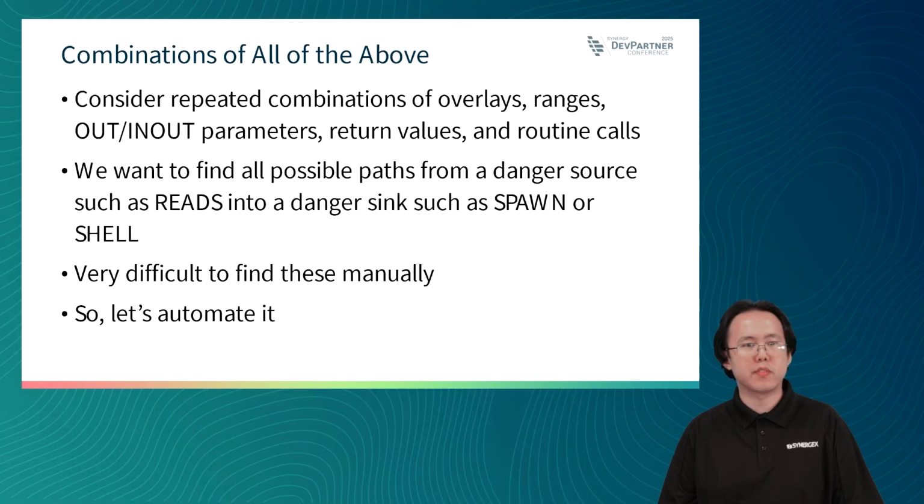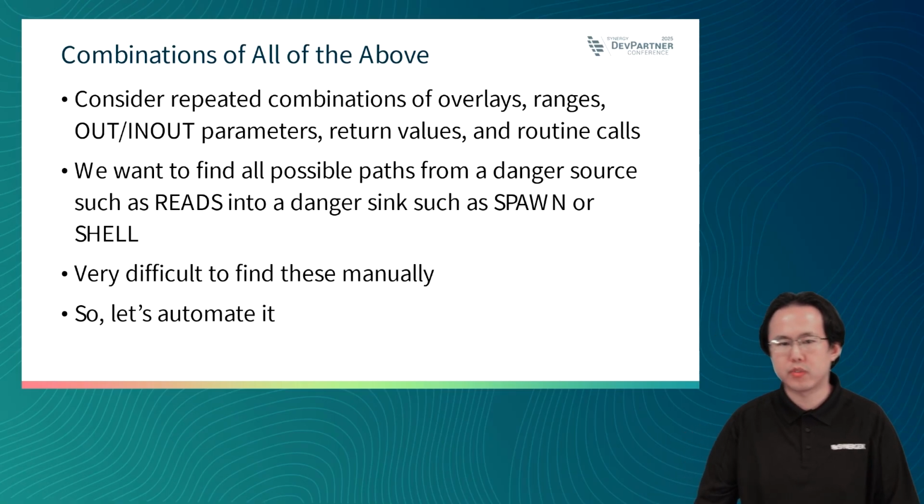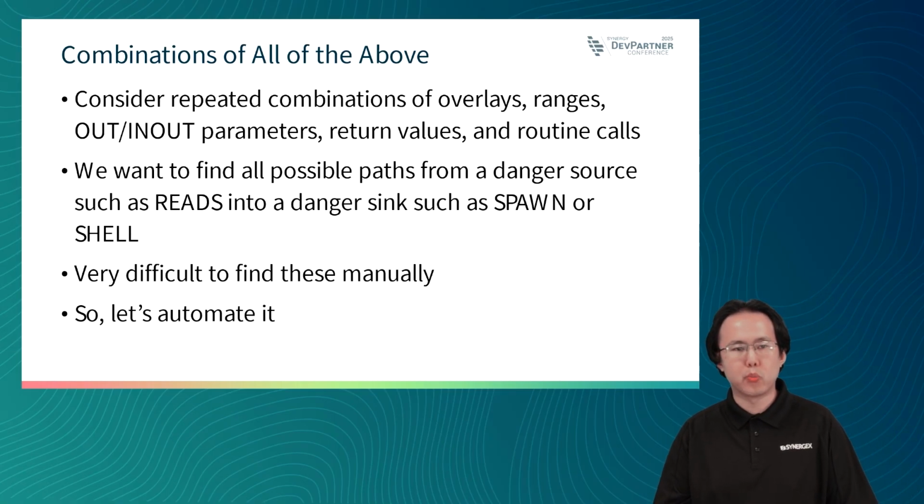So combinations of everything. It's not just overlays and ranges by themselves. It's not just in-out parameters by themselves or return values. It's all the possible combinations, everything that's strung together in a real application that does business logic. It gets extremely complicated. So we want to find all the possible paths from the danger source, such as read-s or readline, into danger sinks such as spawn or shell. Read-s, spawn, shell, those are super specific things, but we can be broader.